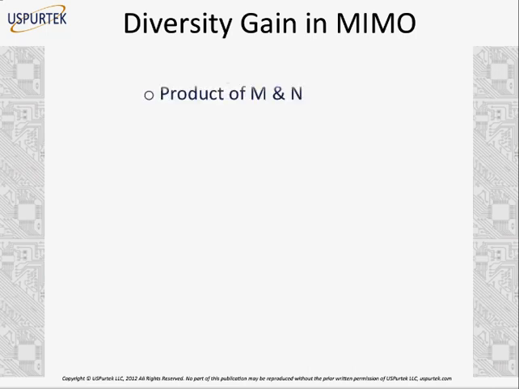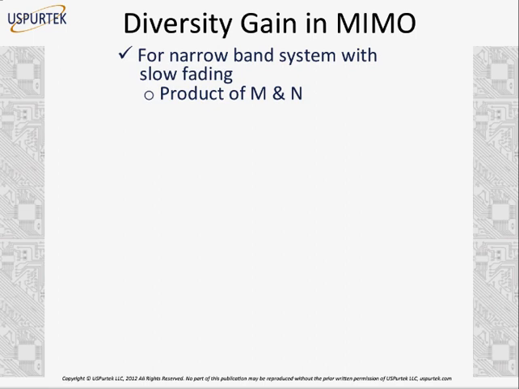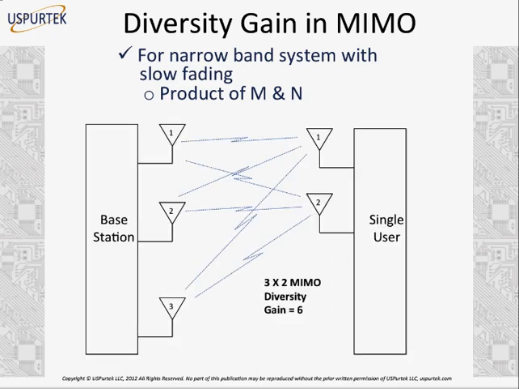So next we need to understand the diversity gain in MIMO. What is it? As per the definition, for any narrowband system with slow fading, it's an estimate of basically how we improve the signal to noise ratio. Mathematically it can be calculated as a product of M and N. So if you have 3 antennas on the transmit side, or on the base station, and 2 antennas on the receive side, or on the user side, 3 cross 2 is 6. So 6 indicates the diversity gain. What that actually means is that a diversity gain of 6 means that the signal to noise ratio is improved by a factor of 6.